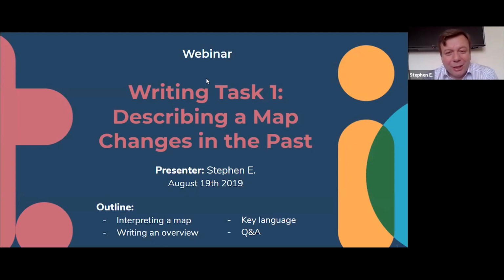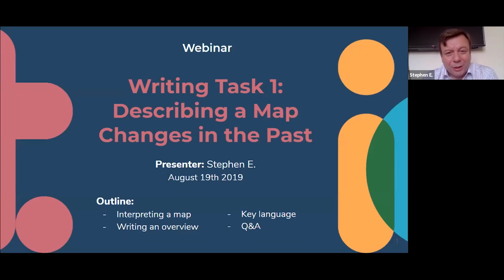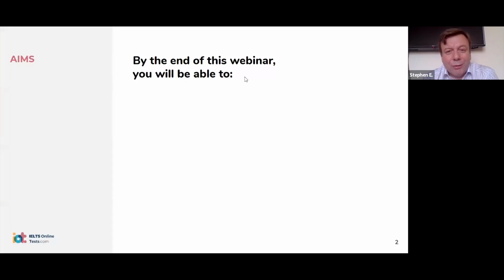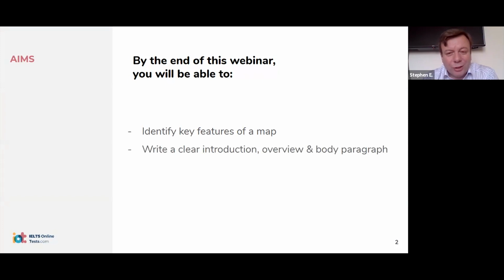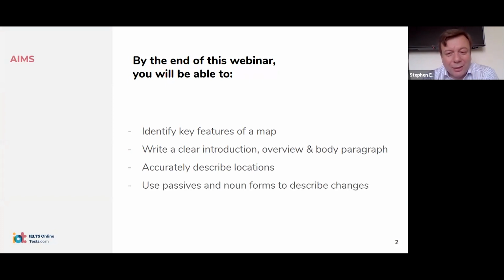So today we're going to be looking at maps. Now maps, they don't come up that often in the IELTS test, but they do come up. So you still need to know how to approach this kind of task. So by the end of this webinar, our aims are, you'll be able to identify key features of a map, write a clear introduction and overview, accurately describe locations, and then use passives and noun forms to describe the information.